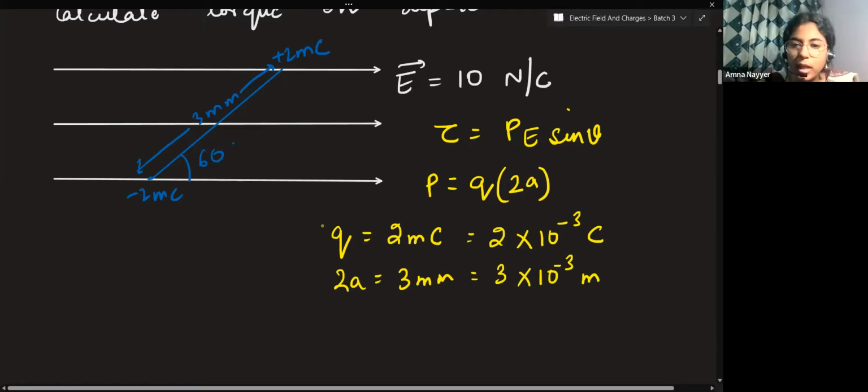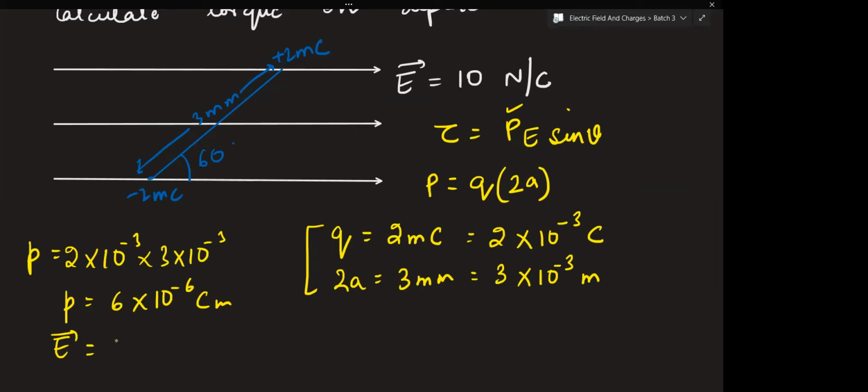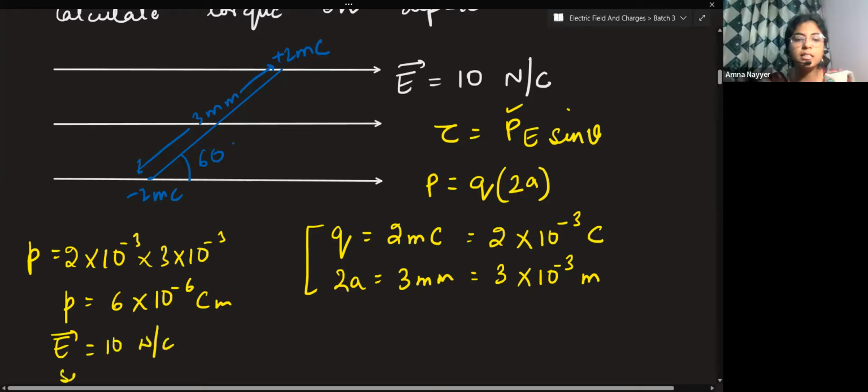Now I have Q and I have A. P will be charge Q, 2 into 10 to the power minus 3, multiplied by 2A, that is the separation between charges, 3 into 10 to the power minus 3. So P gives 6 into 10 to the power minus 6 coulomb meter. We have dipole moment now. What is the electric field, Reem? 10 Newton per coulomb. And sine theta is basically sine 60 degrees.